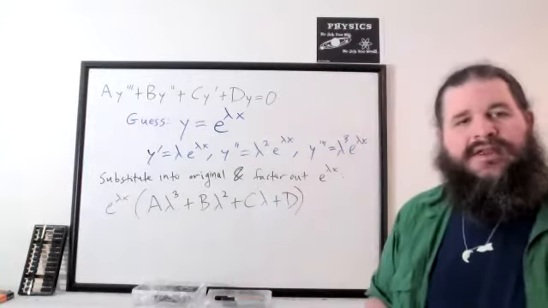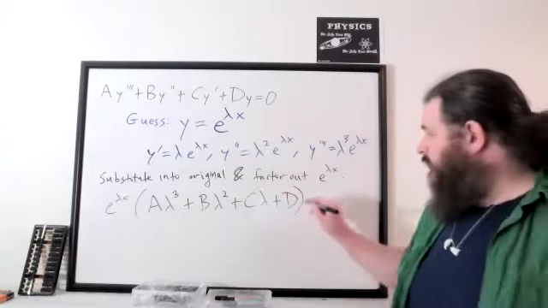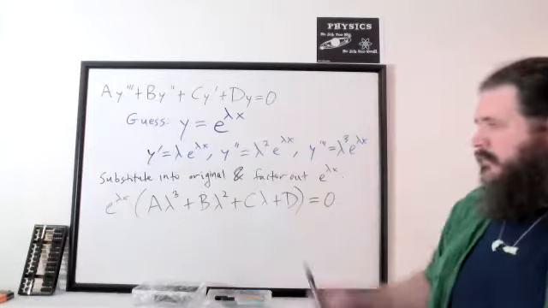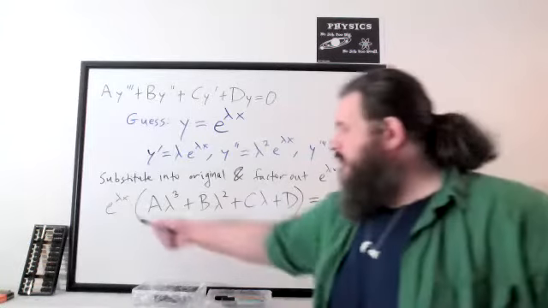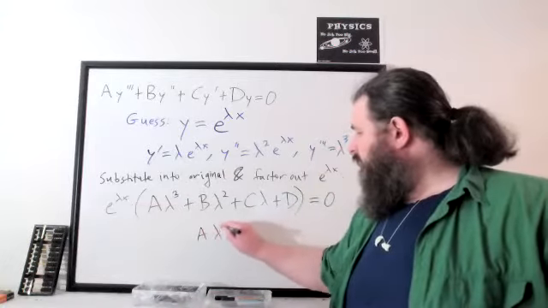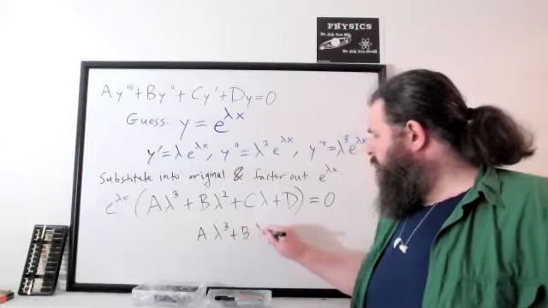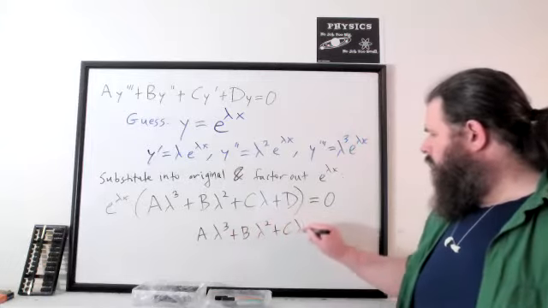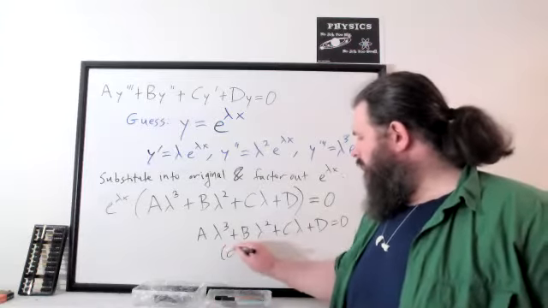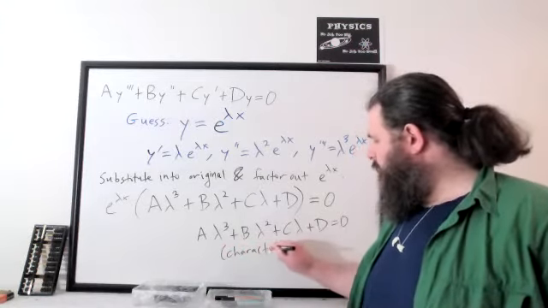In other words, instead of a characteristic quadratic, we get a characteristic cubic. But we still require that that cubic equals 0, because of course e to the lambda x is never going to be 0. So we get this cubic, which must equal 0, and we would call that the characteristic cubic.